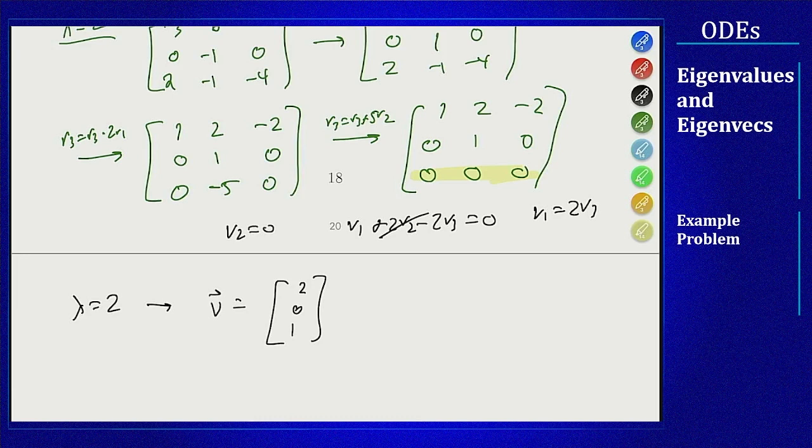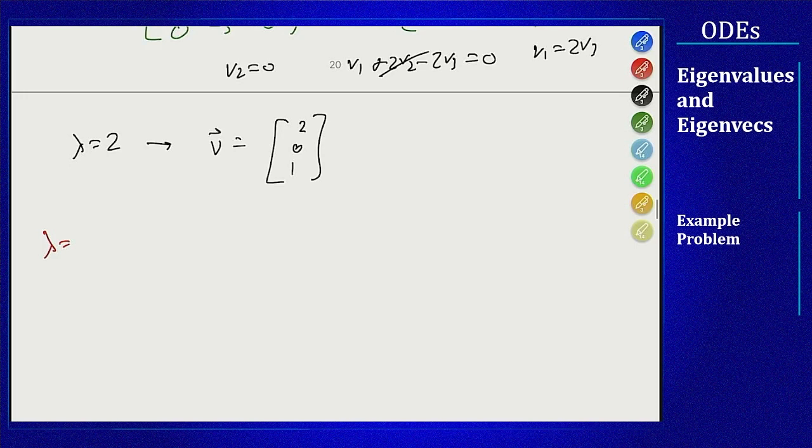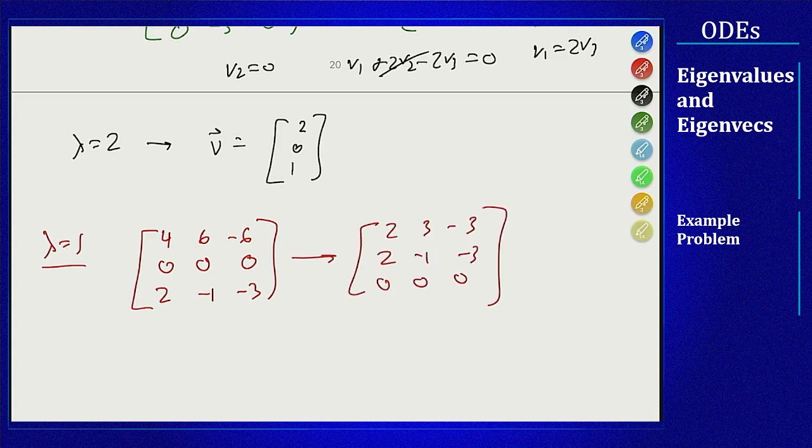Great. Now let's look at lambda equals 1. Now I want to subtract 1 off the diagonal, not 2. And if I do that, I will see a matrix that looks like 4, 6, minus 6, 0, 0, 0, 2, negative 1, negative 3. You want to row reduce this. So I'm going to swap rows 2 and 3, put the zeros at the bottom. I could divide row 1 by 2 if I wanted to, but I'm not going to for the sake of making this shorter. I'm just now going to do row 2 is row 2 minus row 1.